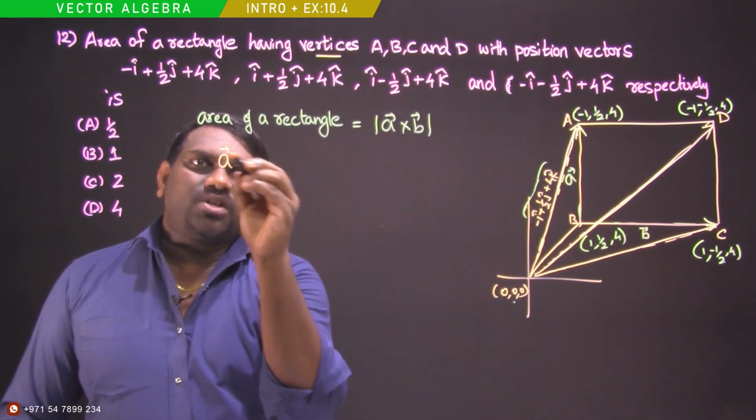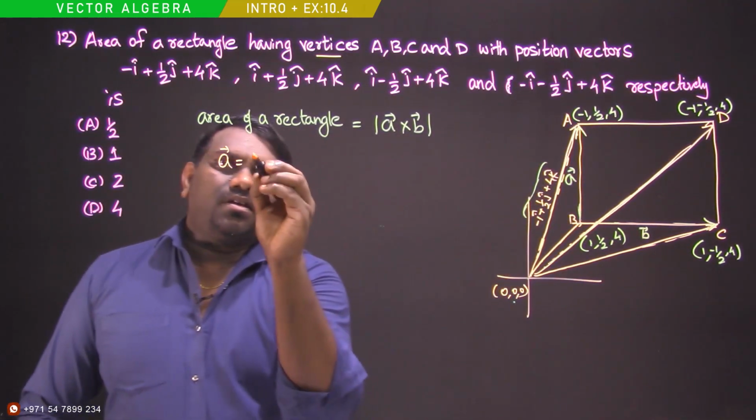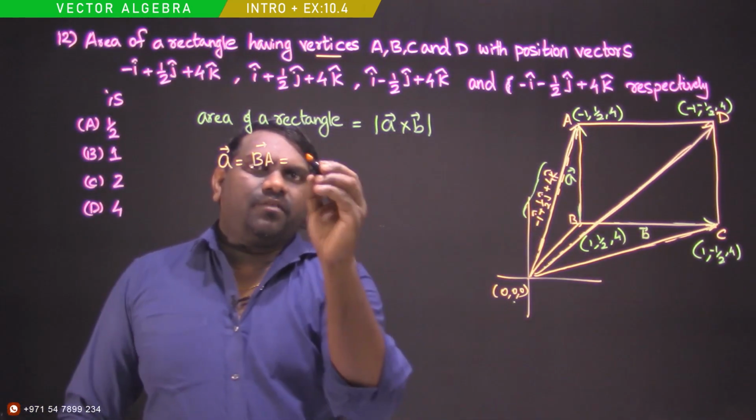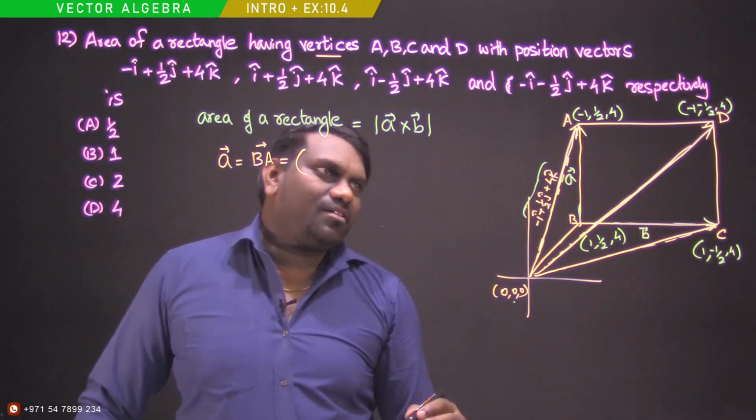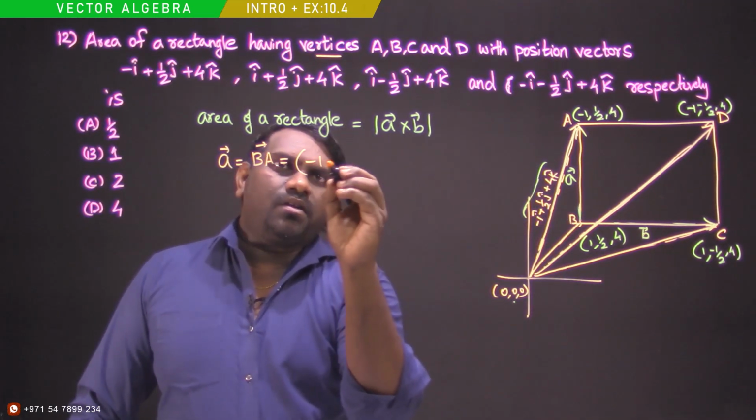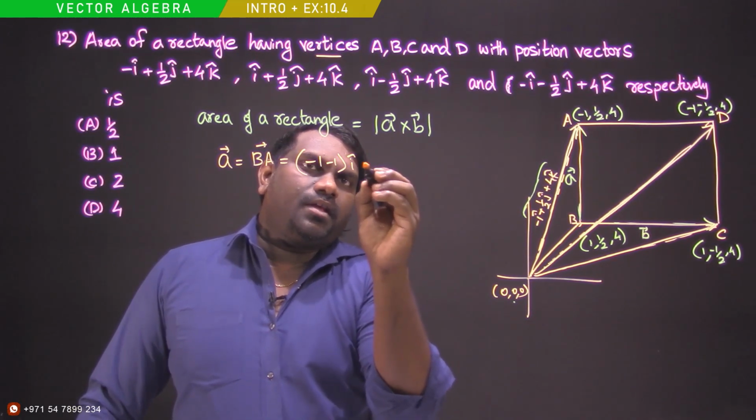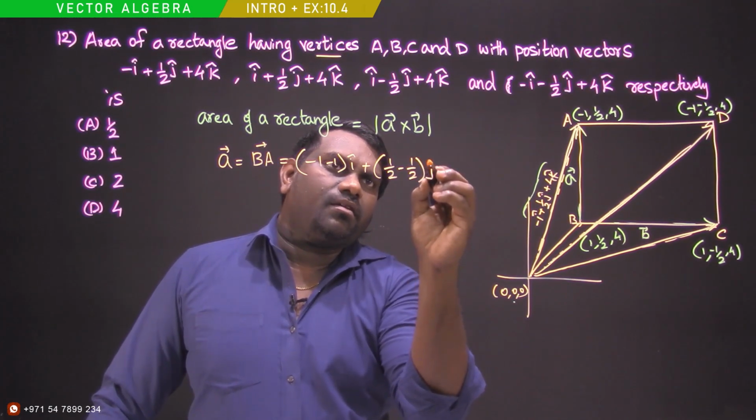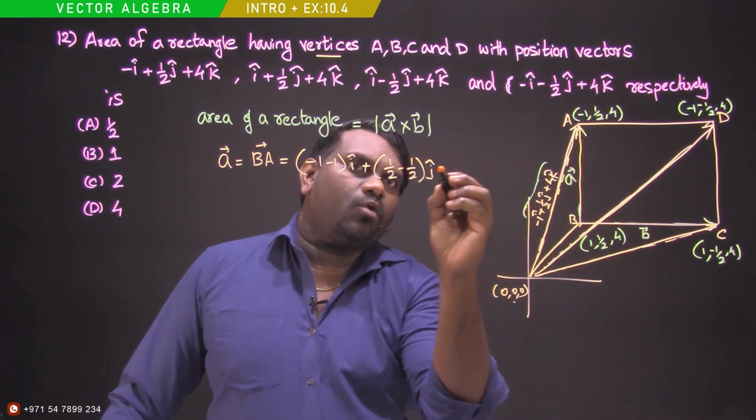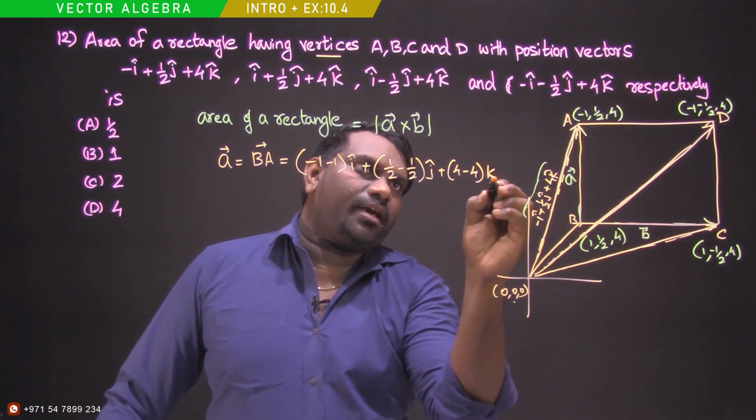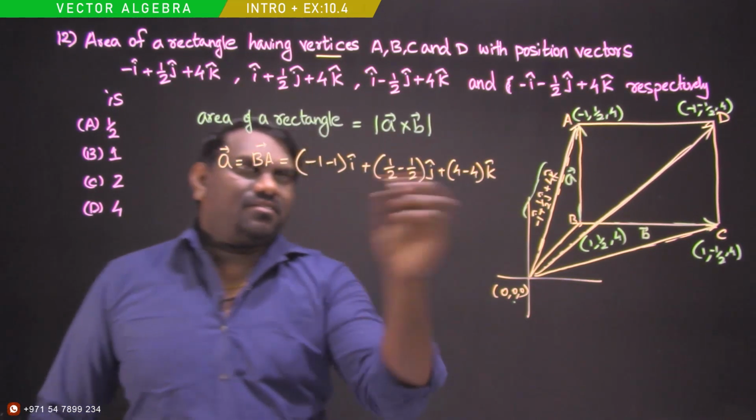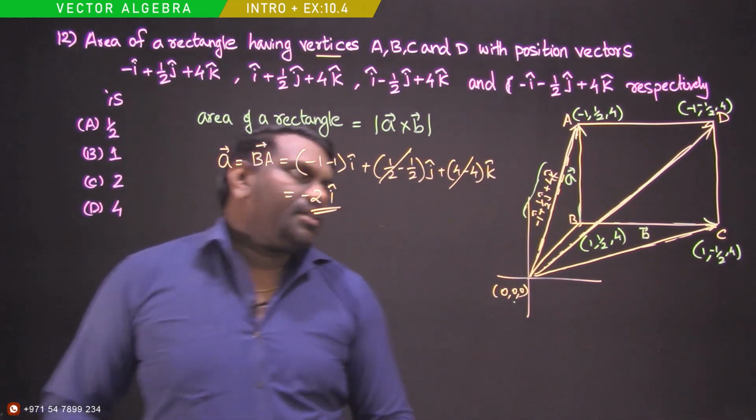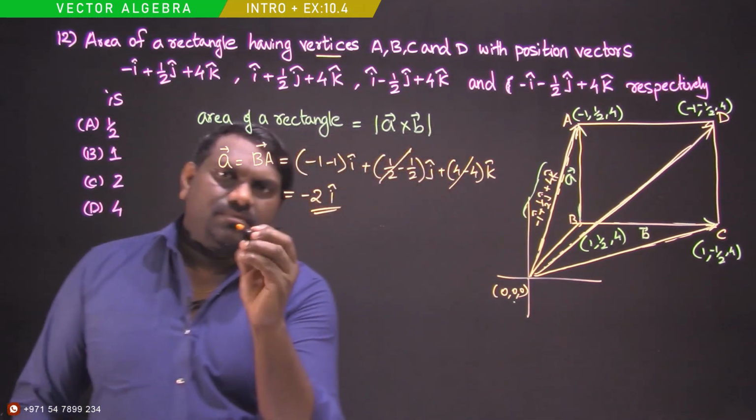So we will see first what is A. A is nothing but the BA vector. When you have the points you can subtract and get the vector right here. So minus 1 i cap, then 1 by 2 minus 1 by 2 j, then 4 minus 4 k. I'm getting a pretty easy one, dear, because these two get cancelled. What I have here is minus 2i. Okay, then B vector.